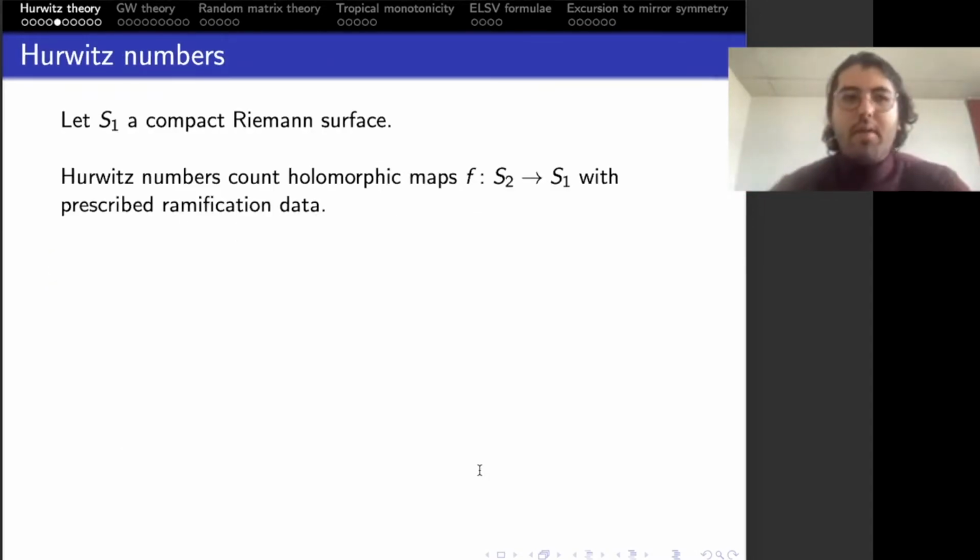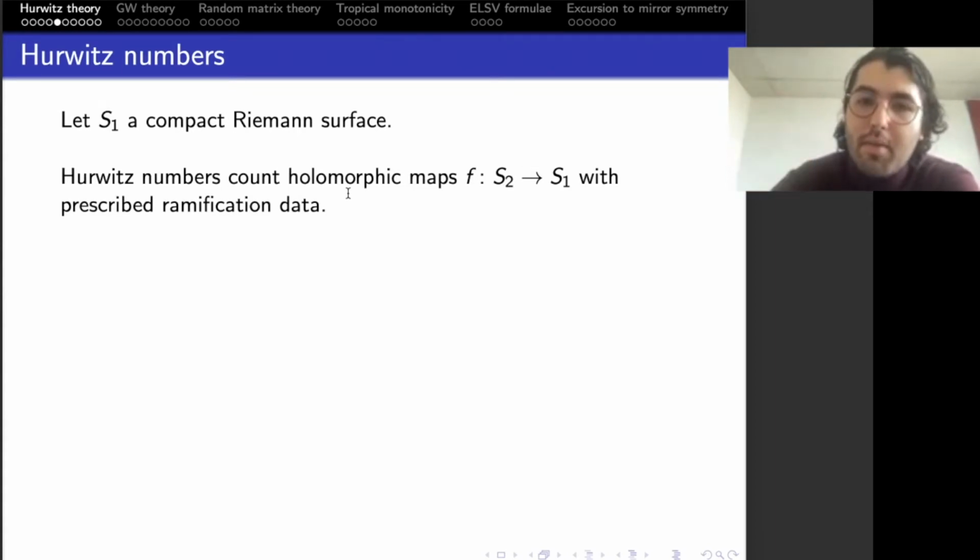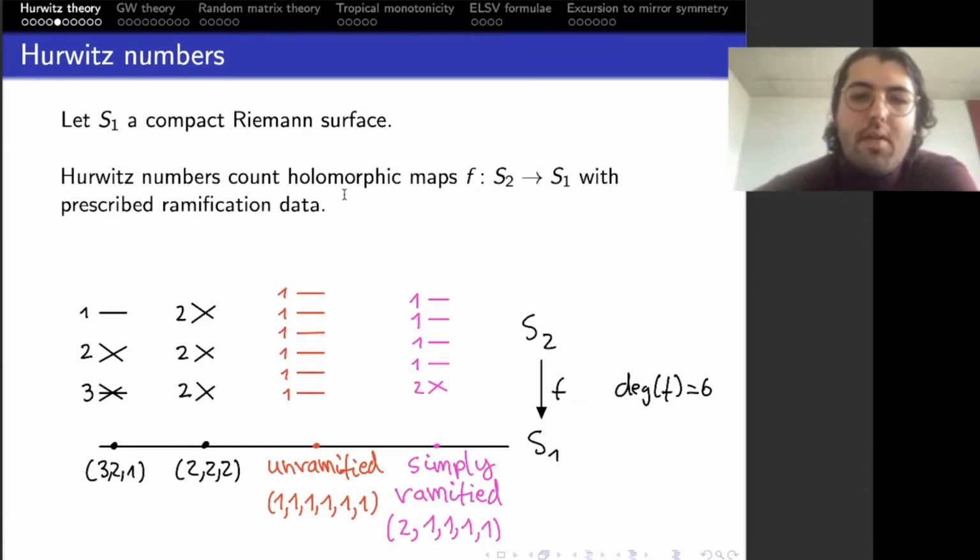All right, so now what are Hurwitz numbers? So let S1 be a compact Riemann surface. Then Hurwitz numbers count holomorphic maps f from S2 to S1 with prescribed ramification data. So what this means, for every point in S1, I fix the ramification profile. So I count all holomorphic maps from a compact Riemann surface S2 to the given compact Riemann surface S1, such that every point x in S1 has a prescribed ramification profile. So let's look at this in a picture. So I have a map from S2 to S1.